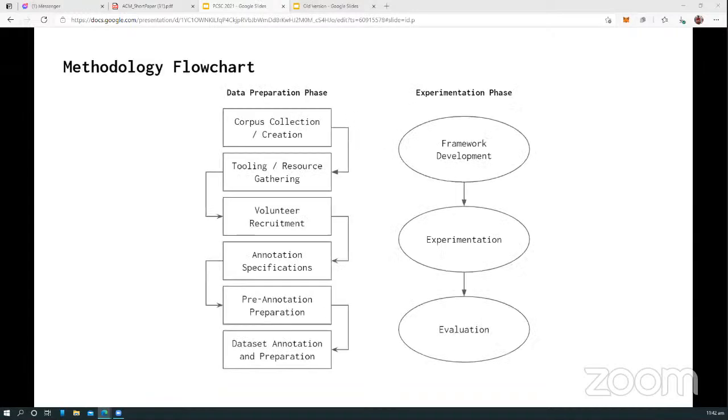So as for the methodology, we have two phases. We have what we call the data preparation phase and the experimentation phase. The data preparation phase will be discussed in the next few slides. As for the experimentation phase, the first step is the framework development phase. This is where researchers developed a framework to automate the multiple experiment tasks. The next one is the experimentation. We experiment with our proposed approaches, which are the EPV embeddings and pre-processing approaches.